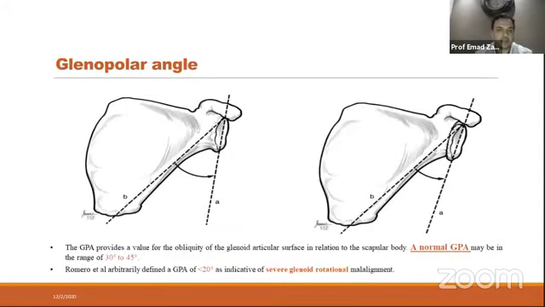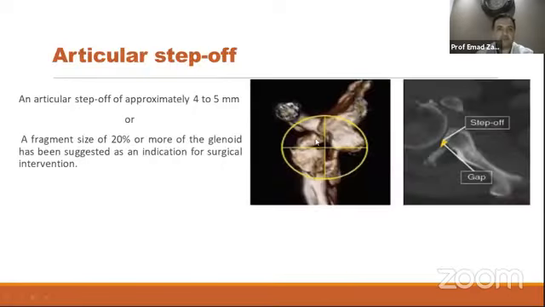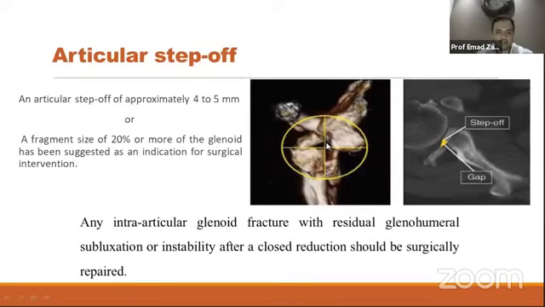Again, glenopolar angle less than 20 degrees is indicative of severe glenoid rotation, and this is an indication for ORIF or reconstruction of this defect. An articular step off approximately 4 to 5 millimeters or fragment size more than 20 millimeters is an indication of surgical intervention. An intra-articular glenoid fracture with residual glenohumeral subluxation or instability after a closed reduction should be surgically repaired.